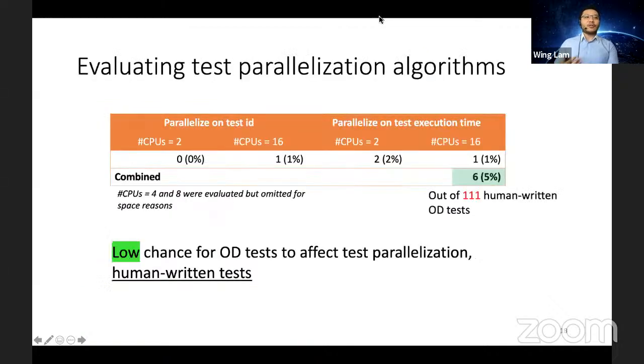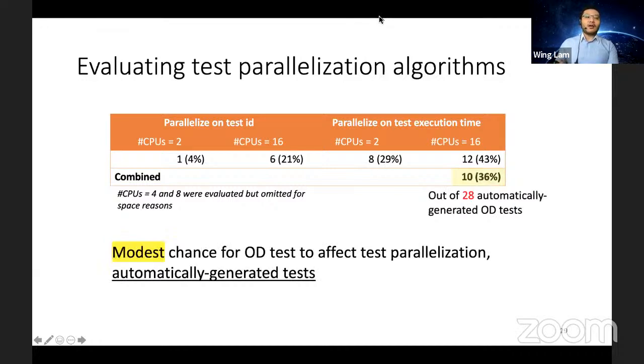Overall, we see that there is a low chance actually for these order-dependent tests to affect test parallelization. In fact, we only saw about 6 of them out of the 111. In terms of automatically generated tests, we see that number does go up quite a bit. Again, it's also because the results for parallelizing based on test execution time see quite a bit more order-dependent tests found because of the reordering that it can potentially do.